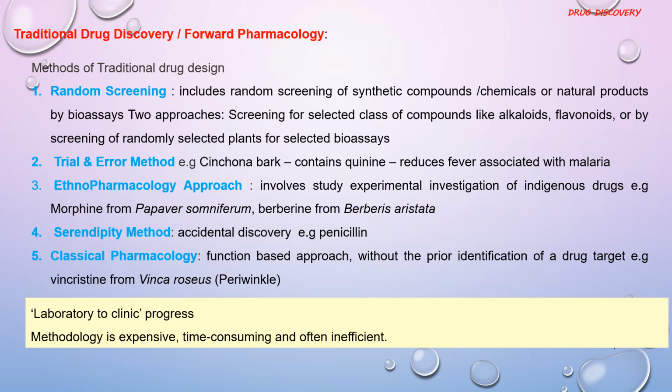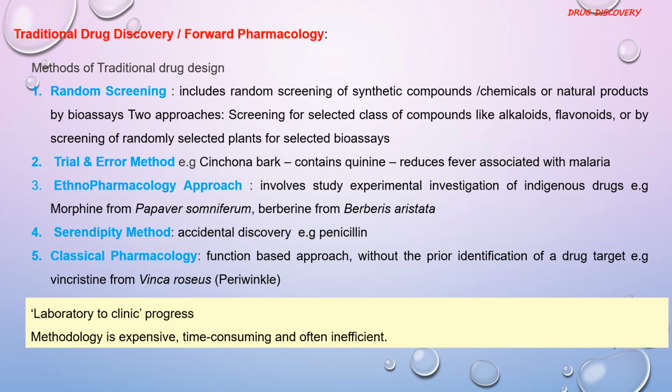The trial and error method. As the term suggests, different parts of the plants are used to give the desired response. Next, ethnopharmacological approach. It involves study of indigenous drugs and then going for experimental investigation. Many of the present day drugs that we have are found from this approach.